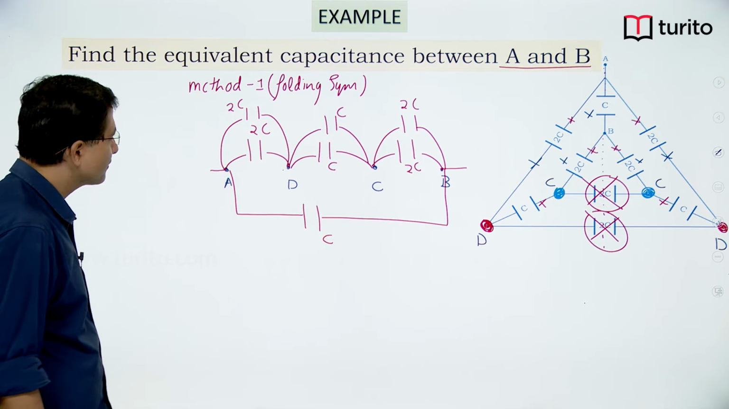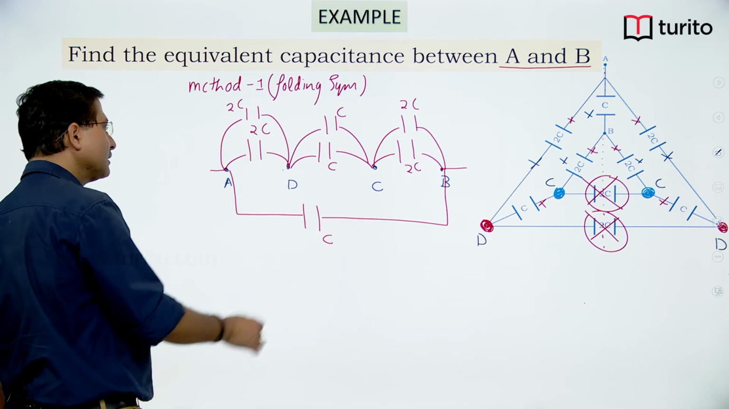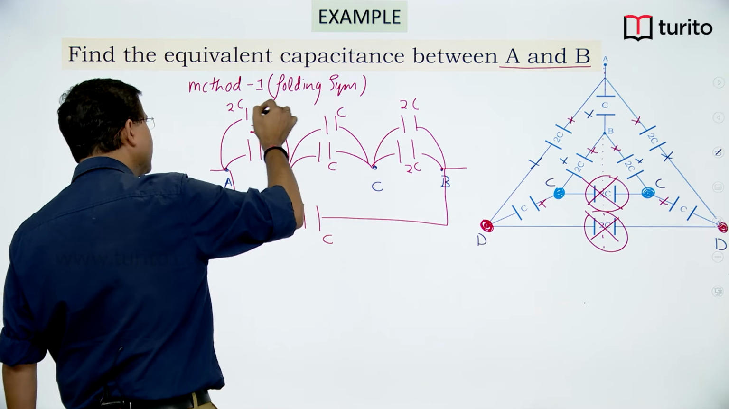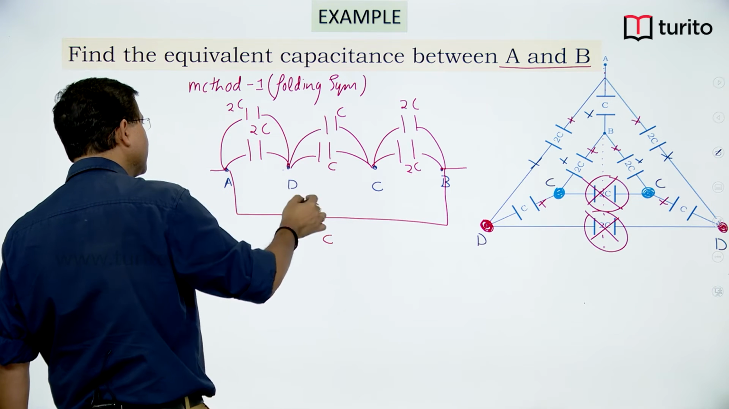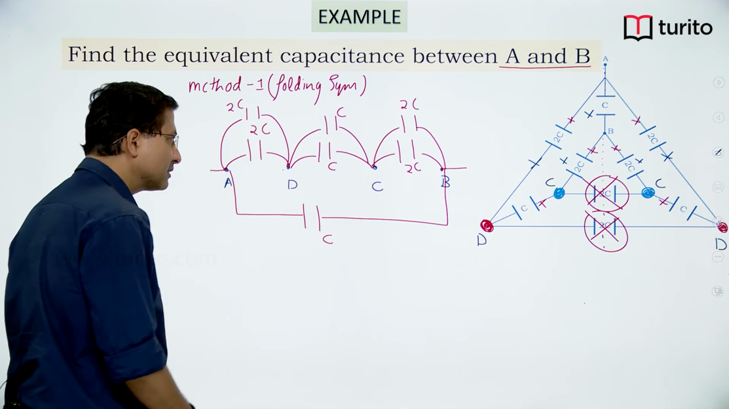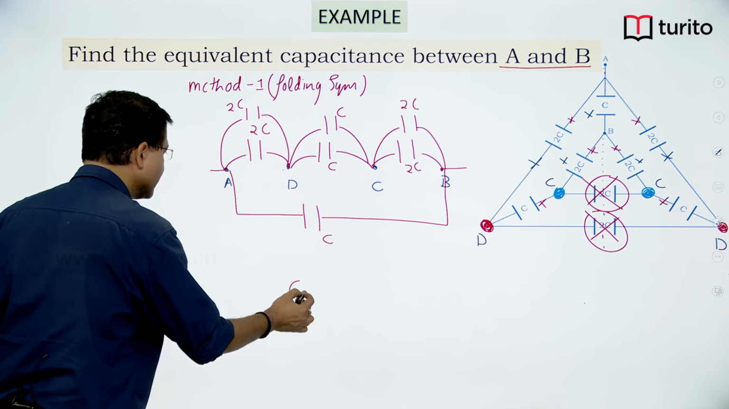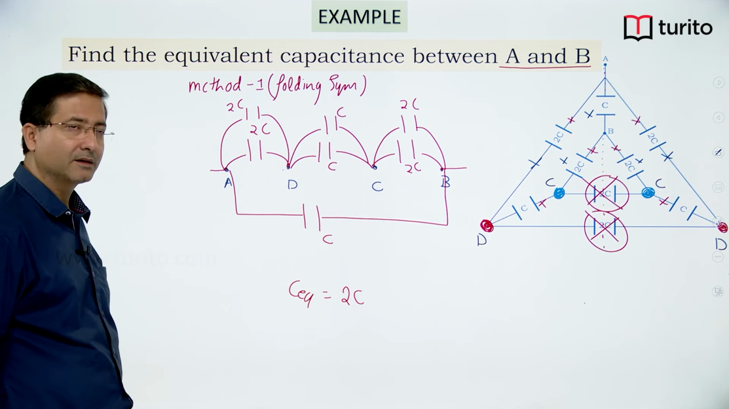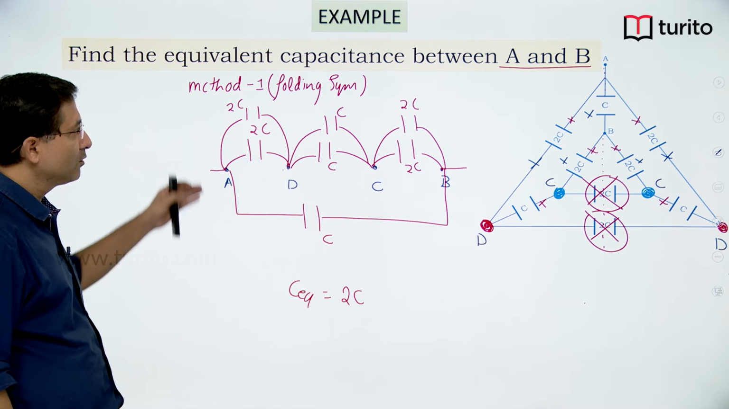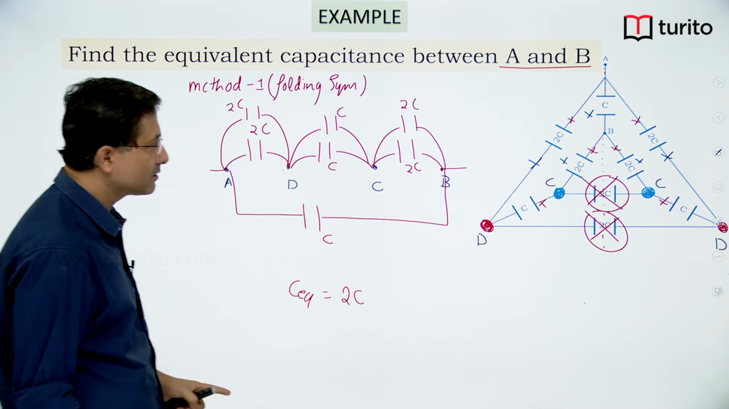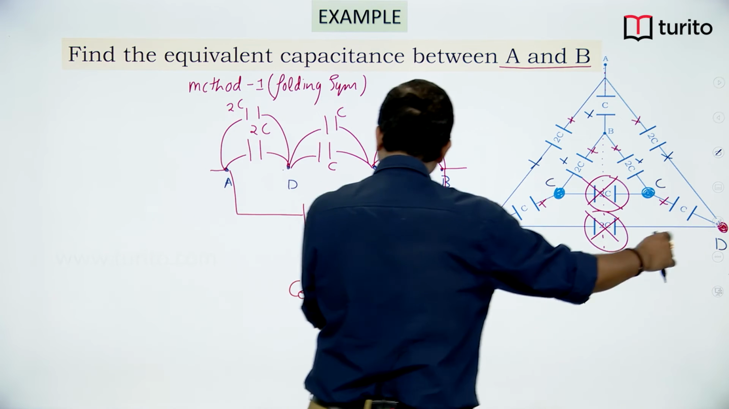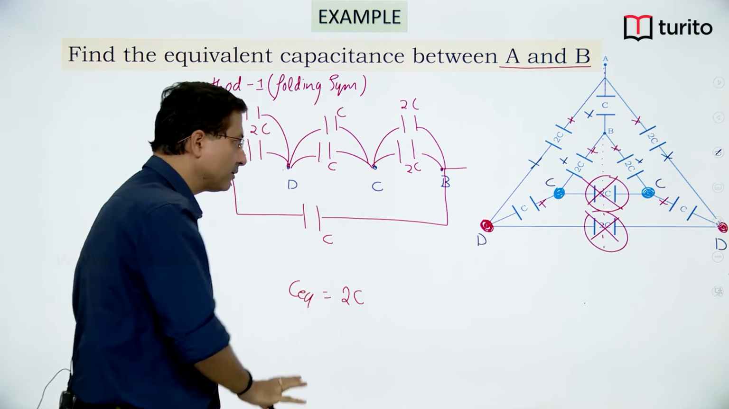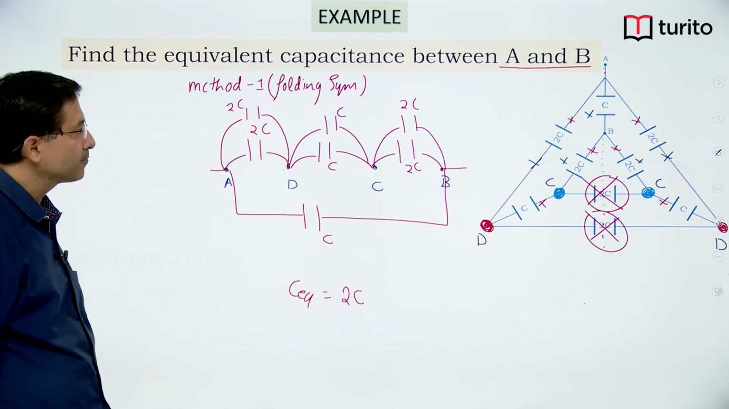We can simplify. Here I can see 4C, 2C and 4C. This 4C will make it 2C, 2C and this 2C will make it C, C and this C parallel combination I can see 2C. So C equivalent I can see 2C. This is by the folding symmetry method, right. So I hope this is clear. Two terminals having the same potential are replaced by a single point and then we simplified the circuit, right.